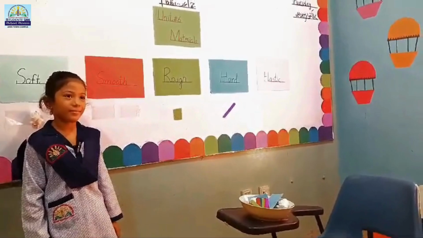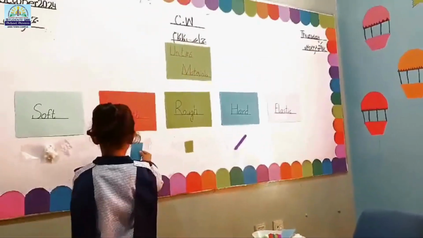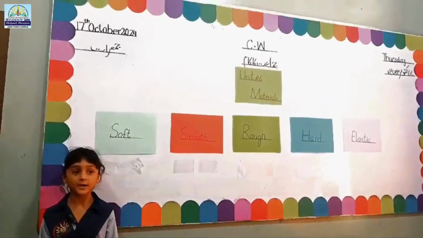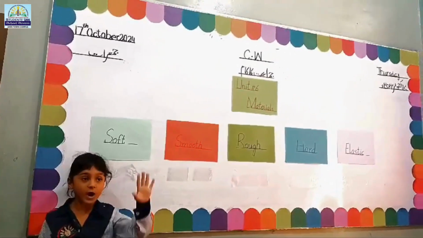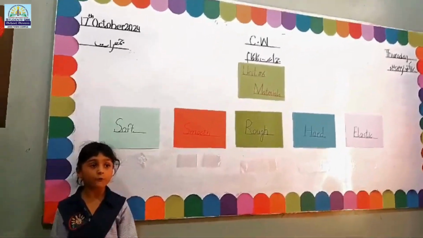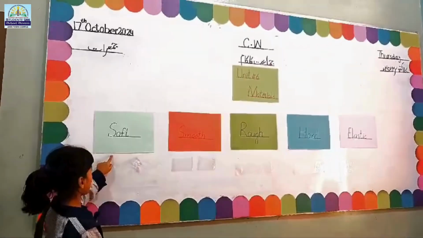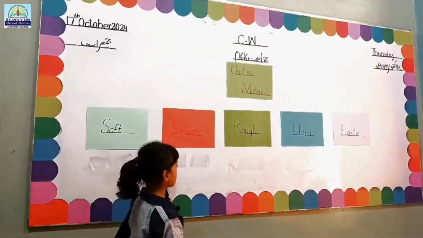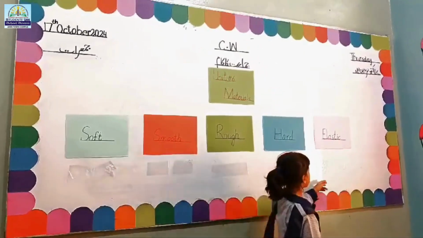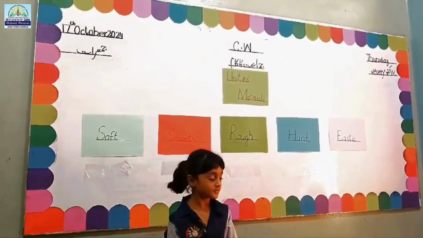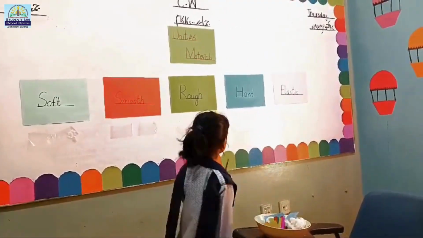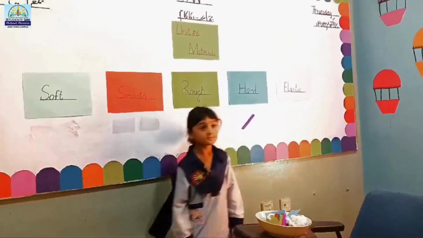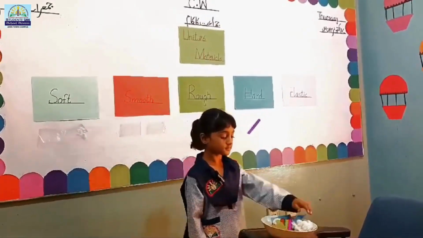Face any smooth material. My name is Alaya. I read in class 1. Today topic is material. There are 5 types of material: soft, smooth, rough, hard, elastic. Okay, Alaya, face any hard material. Okay, face any soft material.